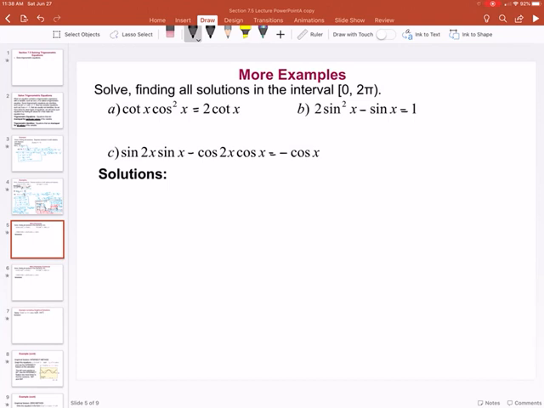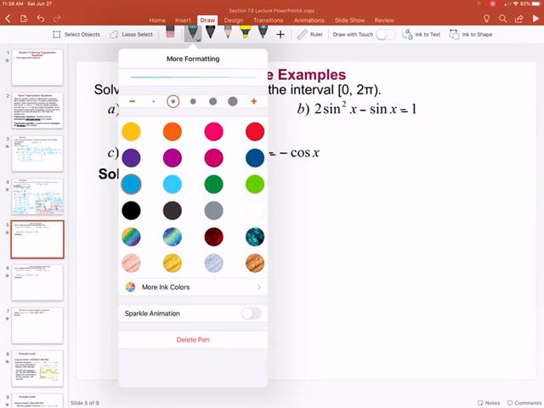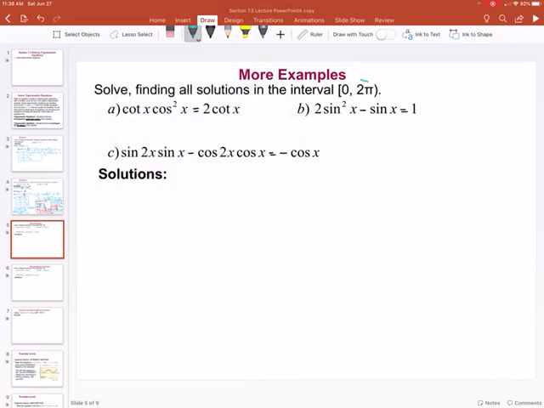Moving on, let's go to our next page here. Let's find the solutions. Now this time, a little different. It says in the interval of 0, so find all x values greater than or equal to 0 and less than 2 pi. So we got some restrictions on our solution set.